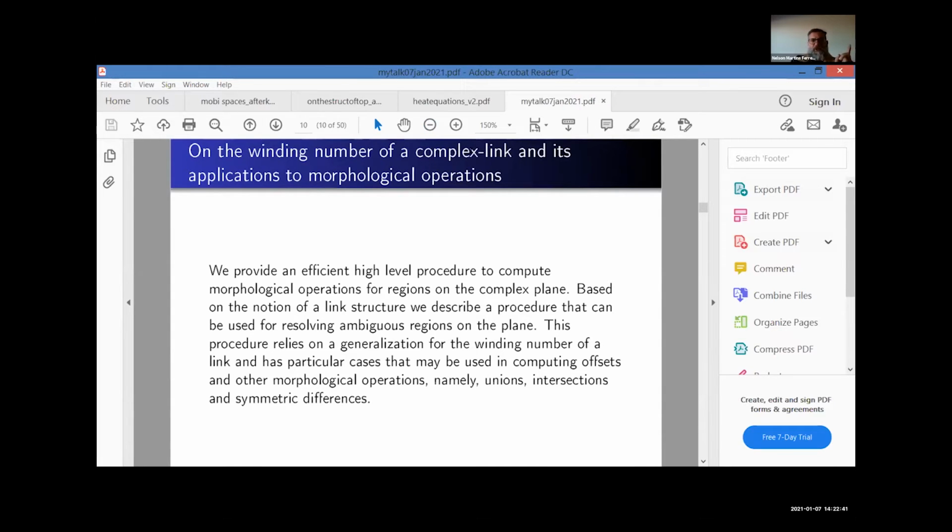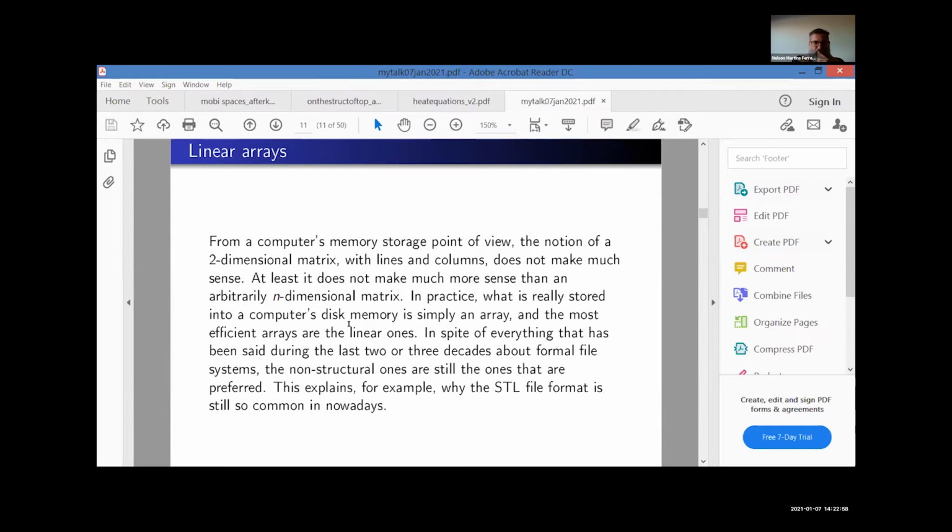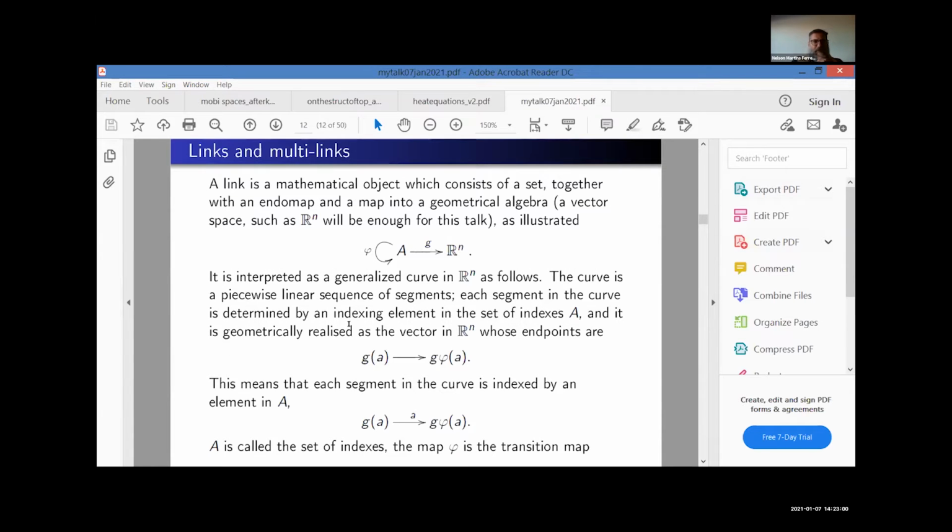This notion of complex link can be used via the concept of winding number adapted to this concept to handle morphological operations in the complex plane. Let me just quickly go through this and say, okay, here is the general definition. So we'll have a set of indexes. There is nothing special about the complex plane.